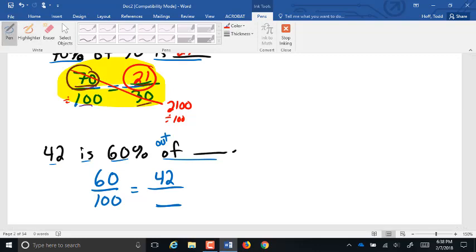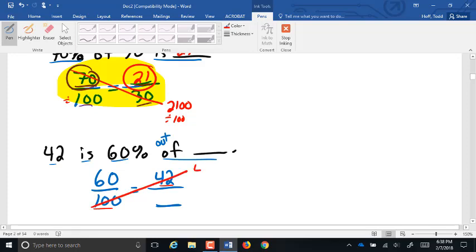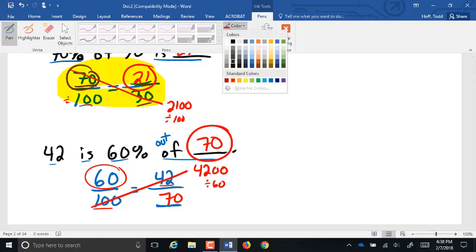Now we can see compared to up here, the numbers are in different spots, but the process is still the same. What two numbers are diagonal from each other? Yeah, the 100 and the 42. So those are the two we multiply. 100 times 42 is 4,200. And we divide by the 60. That gives us 70. So 42 is 60% of 70.